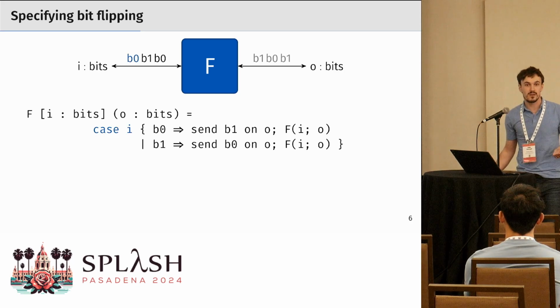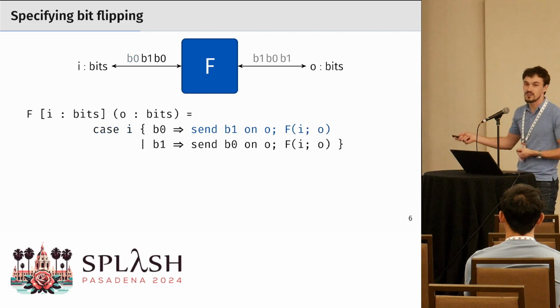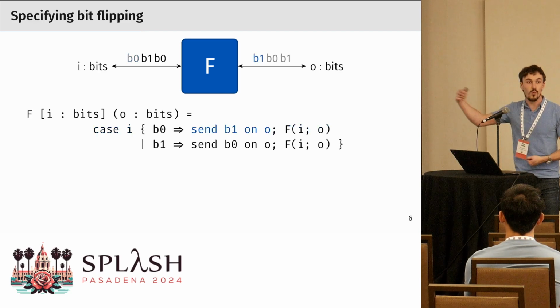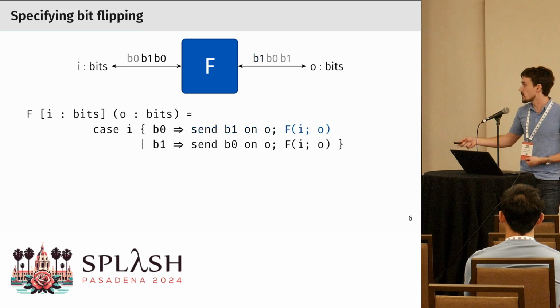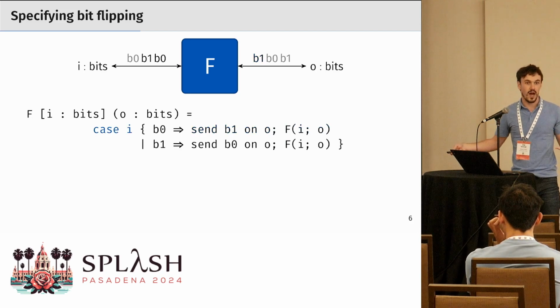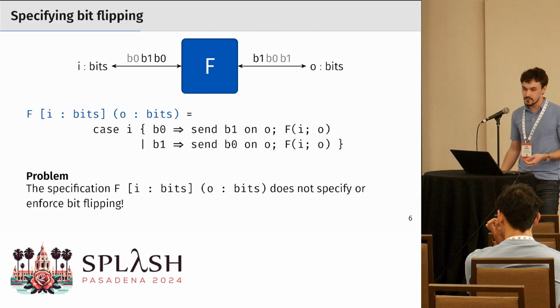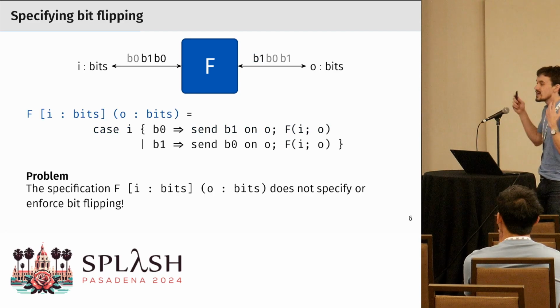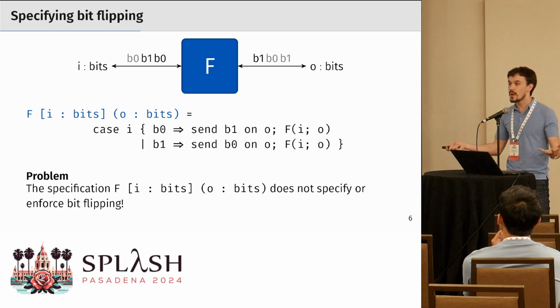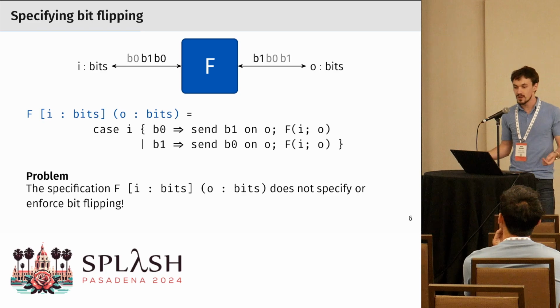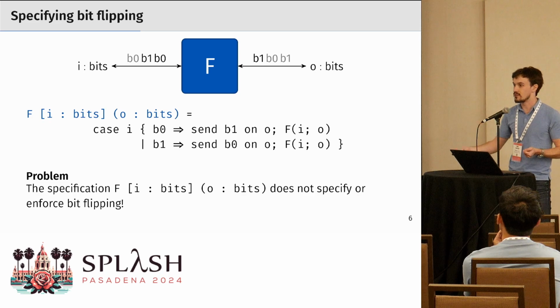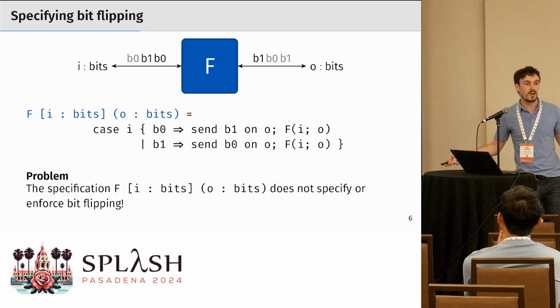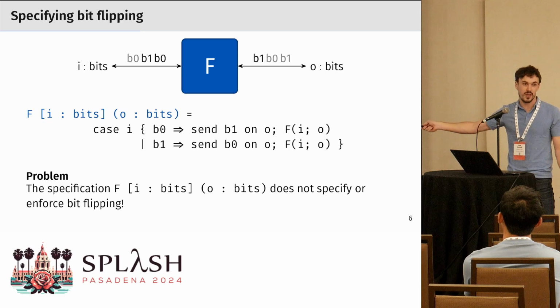And suppose a bit 0 comes along. Well, it'll take the 0 branch, it'll send a bit 1 out on O, and then it will recurse, and then it will sit there listening on I. And the problem is the specification doesn't actually specify or enforce bit flipping, right? The identity process on bits also satisfies this specification. In fact, there are infinitely many processes that satisfy the specification on the slide.